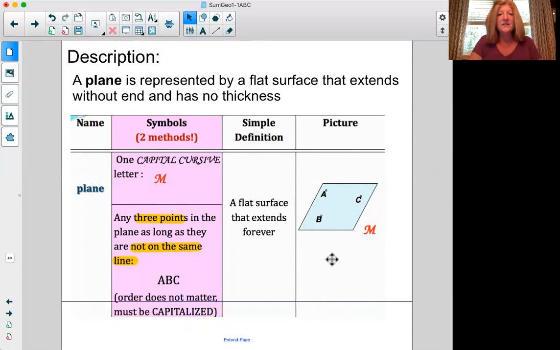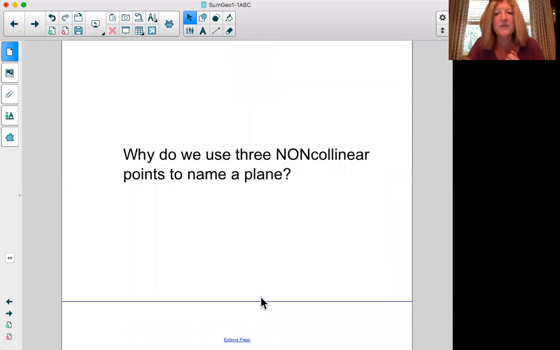So there are two basic ways to name a plane. You can slap a label on it, a capital cursive letter, or you can use any three points represented by capital letters as long as they are not on the same line. So we could name this plane ABC. Now you might ask why. Why do we use 3 points that are non-collinear in order to name a plane?